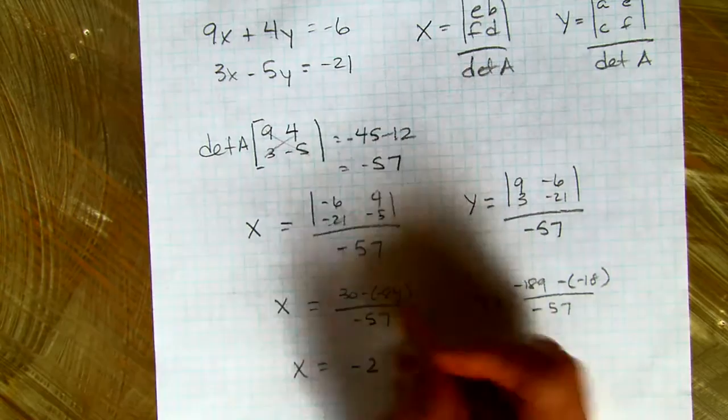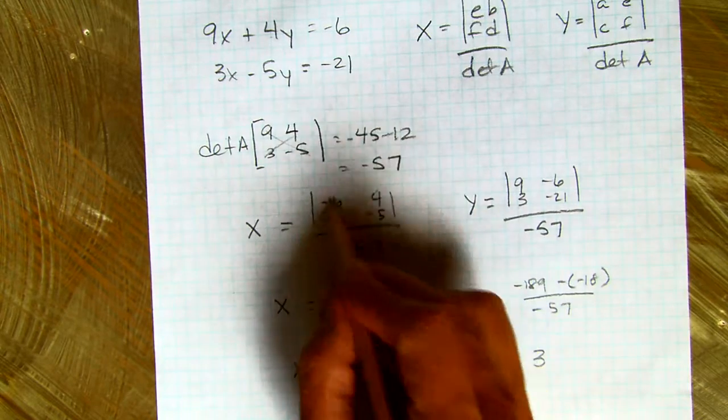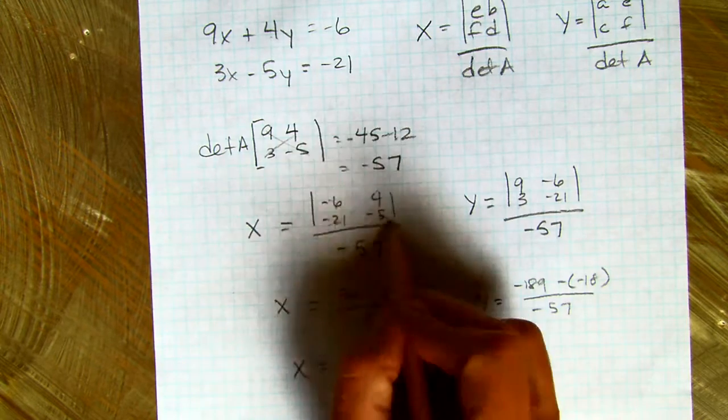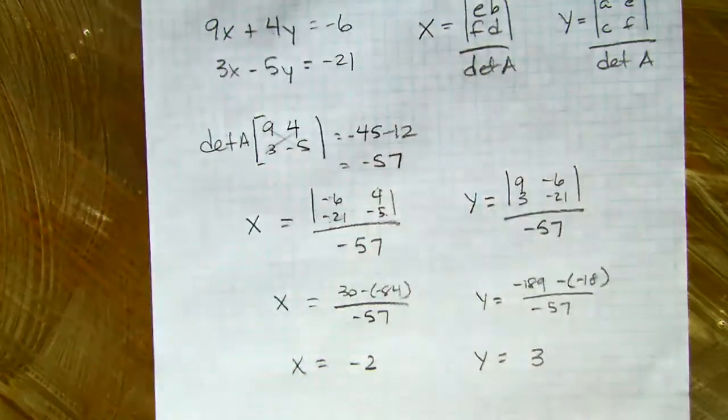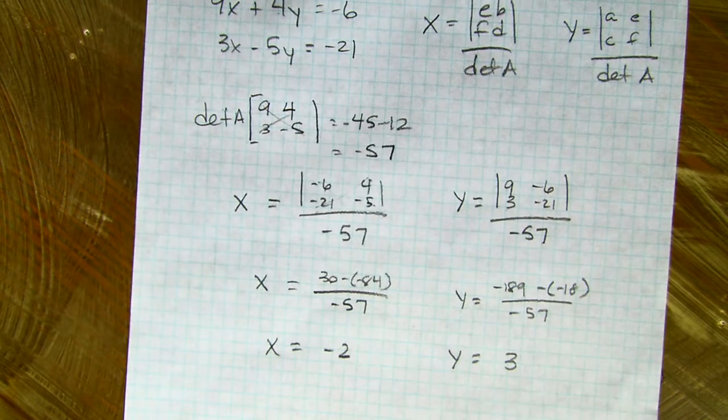Whoops. I hope that wasn't too bad, right? 30 is negative 6 times negative 5. It's a times b minus c times d. So it might take a little while to set it up, but in the end it goes pretty quickly.